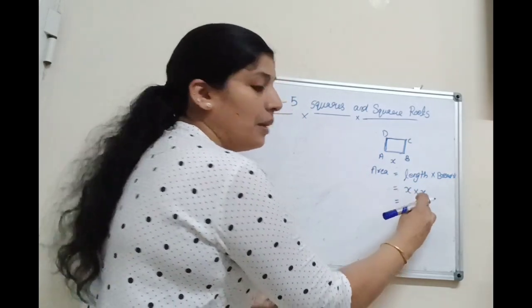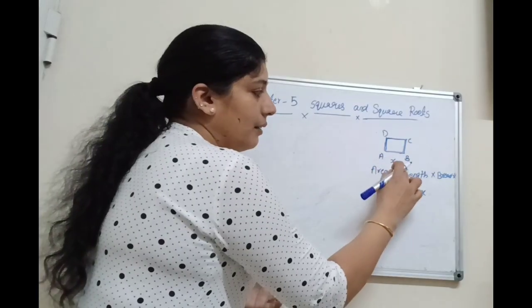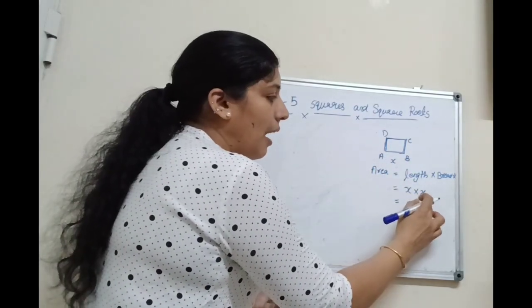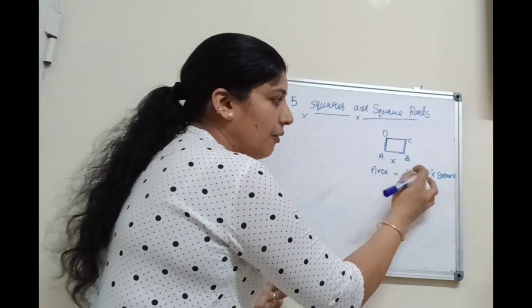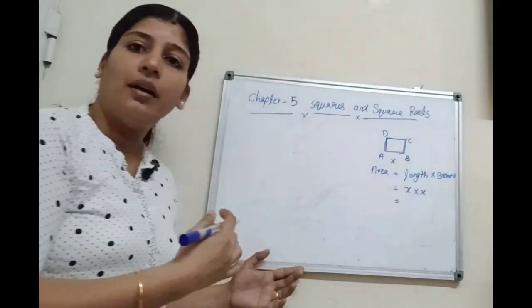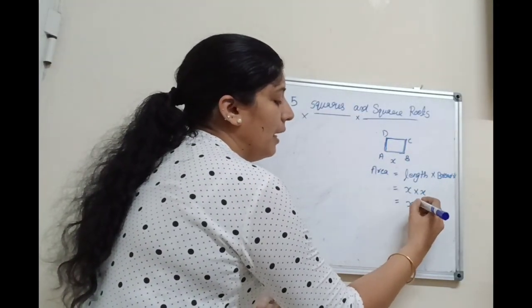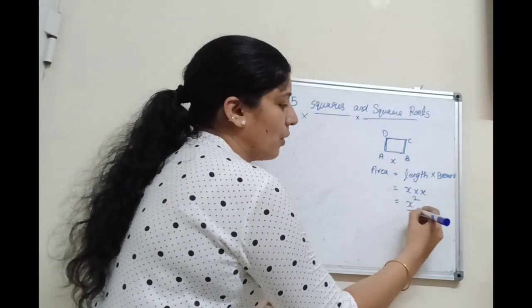That means the length and breadth are the same, so multiplying the length and breadth by each other means multiplying the length by itself. It is repeated twice, therefore it can be denoted by x square.